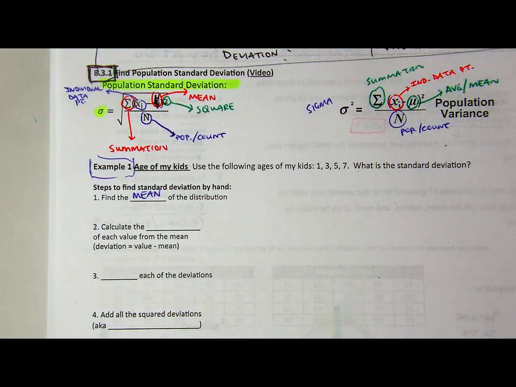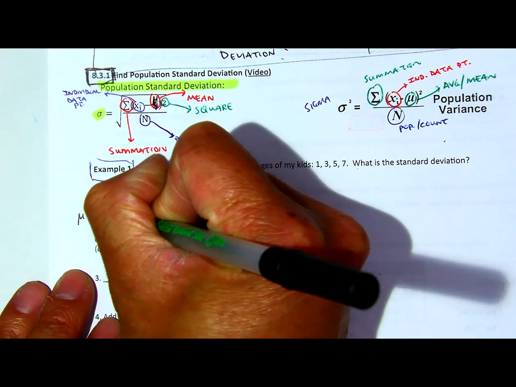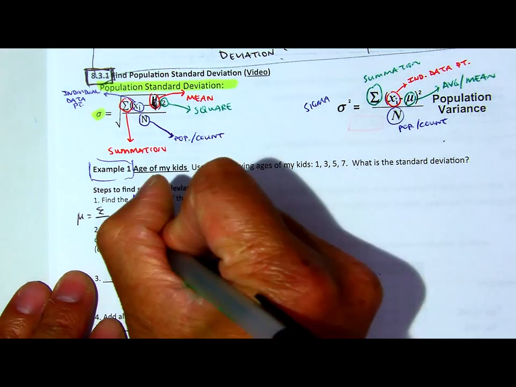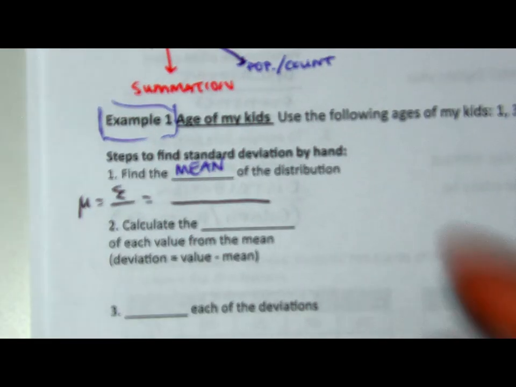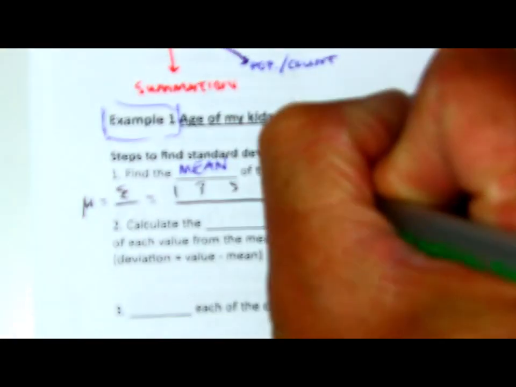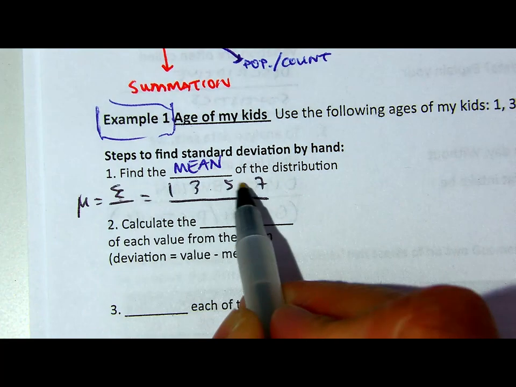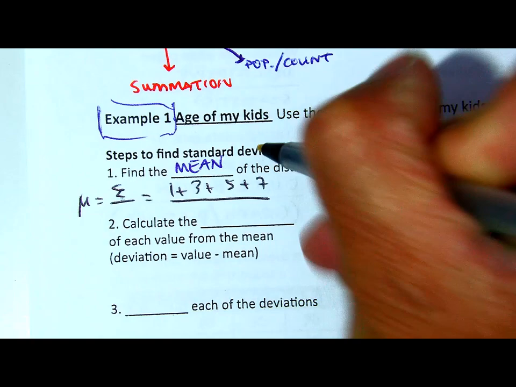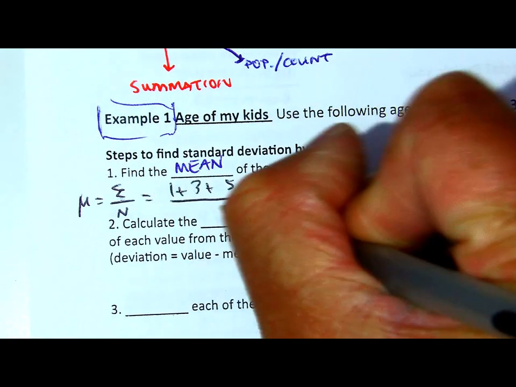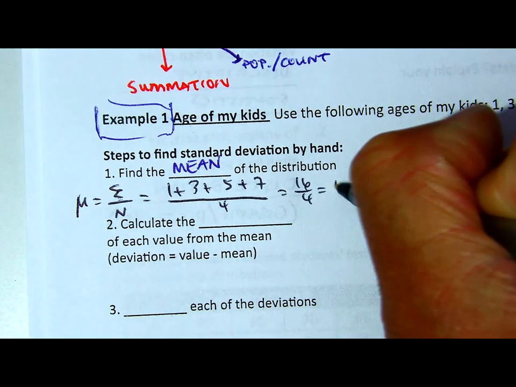Orange chairs. How do I find the mean? You add them all up. So tell me what to write. 1, 3, 5, 7, and what math operation between them? Sum. Divided by what number? There are 4 kids. Your answer is what? 16 divided by 4, which is 4.